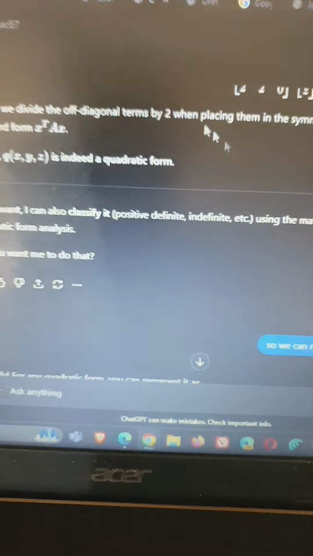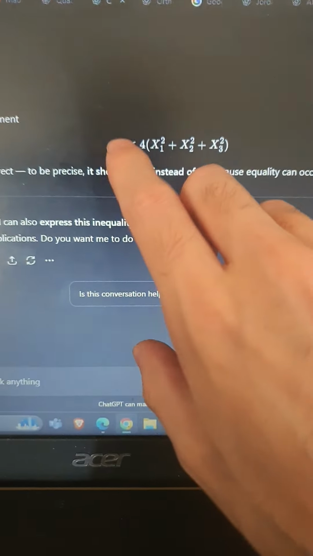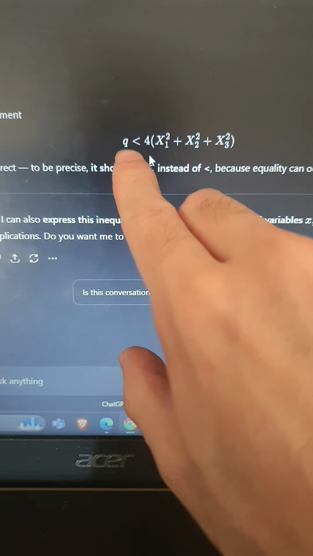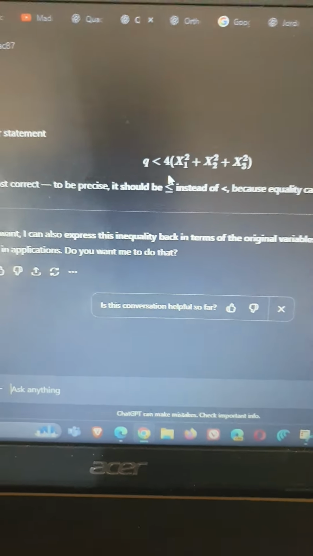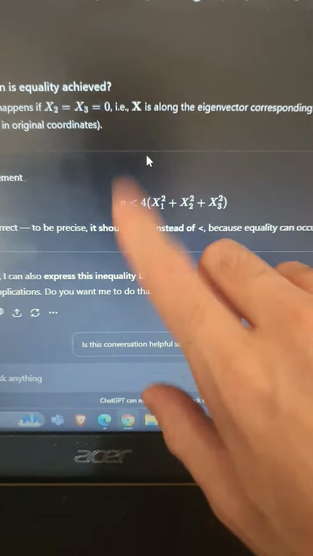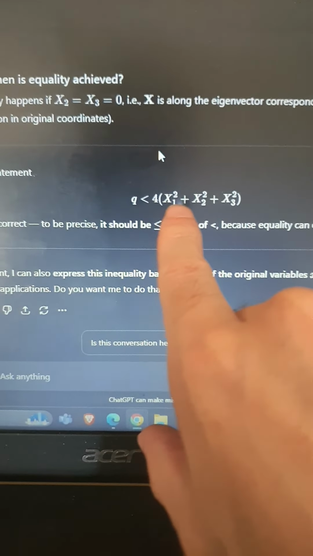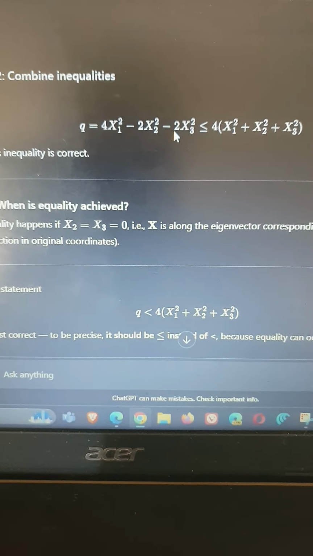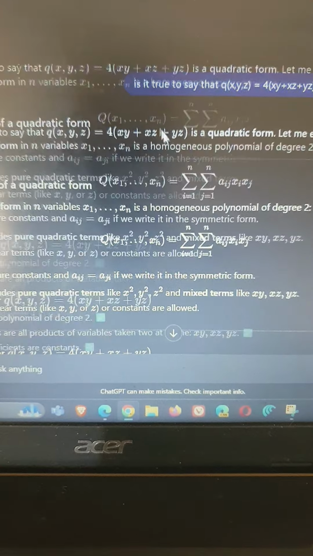Now what we want in the end is this one. We want to show that there is a constant by which I can say that this quadratic form is less than or equal, not less than or equal, to x1 to the power of 2, where x1, x2, x3 is like x, y, and z that we started with.